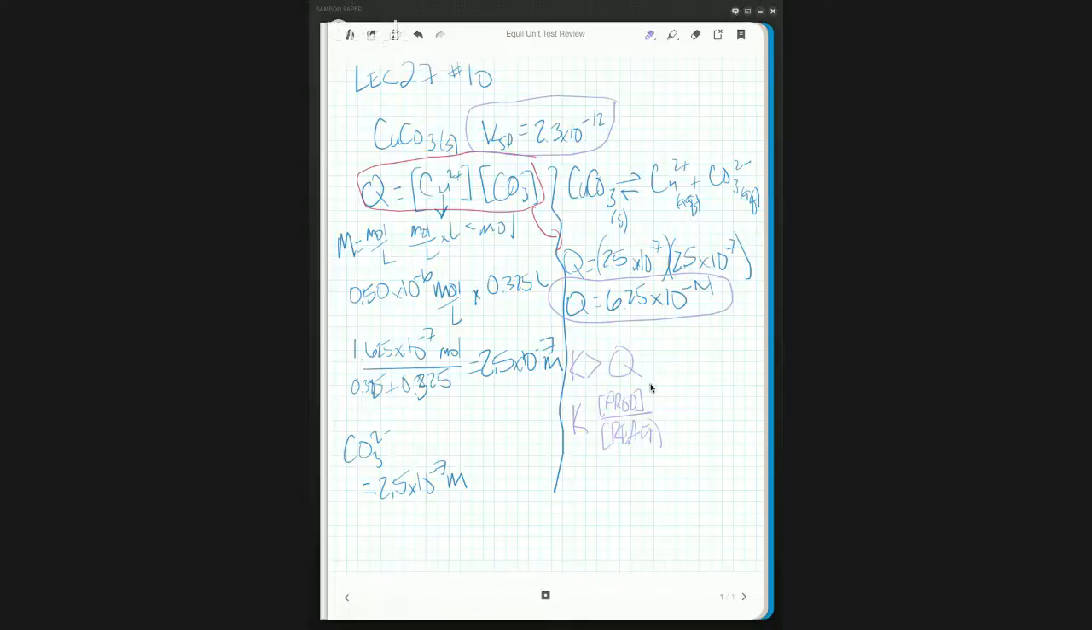If the system is in such a place that Q is so much smaller than K, that means it hasn't reached K yet. So it won't be forming a reactant, which means it's not going to be forming the precipitate. No precipitate. Because it is moving towards the products, and the products, if you remember from up here, are the aqueous ions, so that's not the precipitate side, not the solid side. So no precipitation there for number 10.